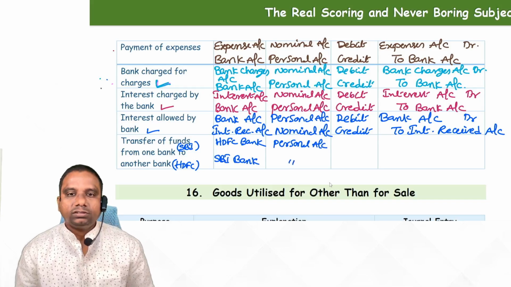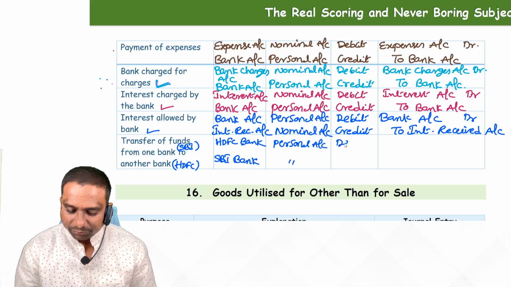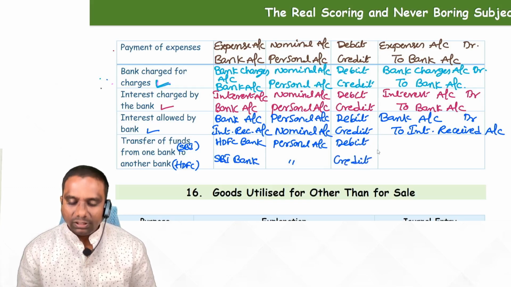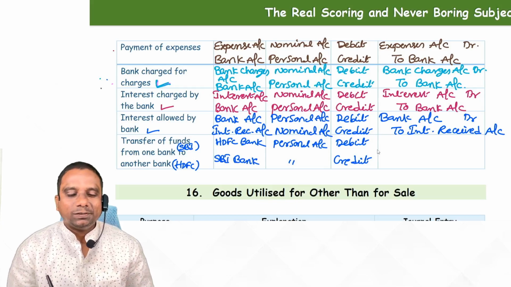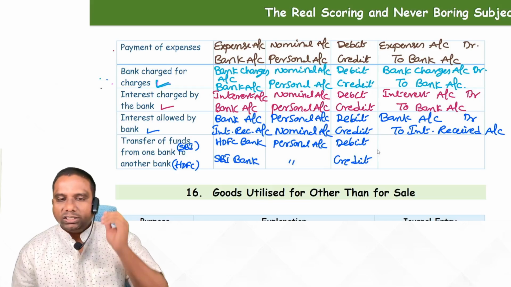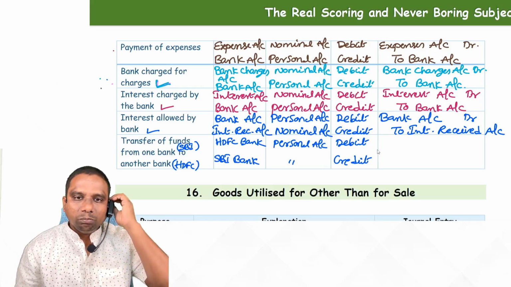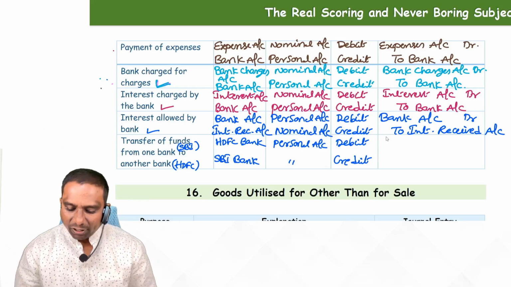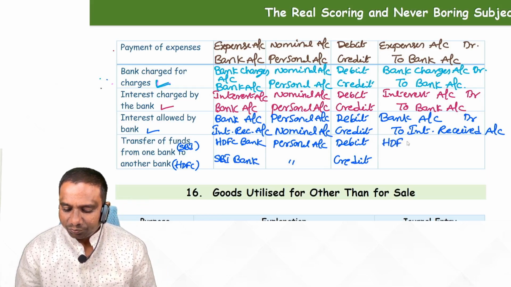Both are personal accounts. Rule: debit the receiver, credit the giver. Understood, students? Sometimes it happens like this. Both are personal accounts only. So the amount is transferred from one bank to another bank. Finally, what is the entry we record?